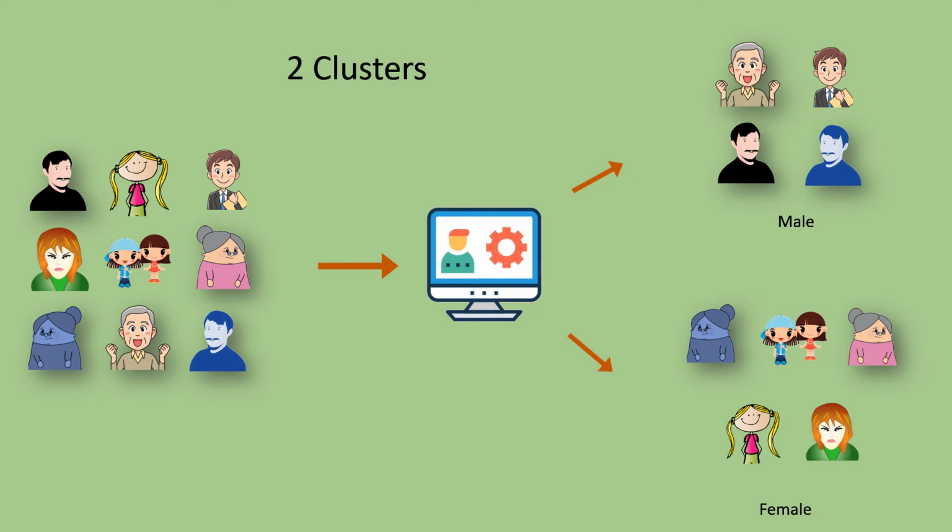Now, let's take the same scenario of grouping a random set of people, but this time we give the input as 2 clusters. The program may come out with 2 groups as male and female, or it may just divide 2 groups as younger and older people. This example is extremely simple to understand and I hope everyone gets this easily.